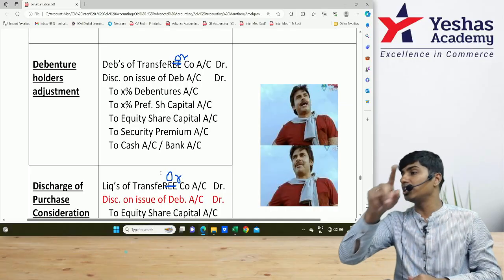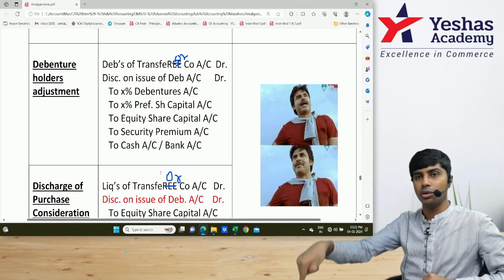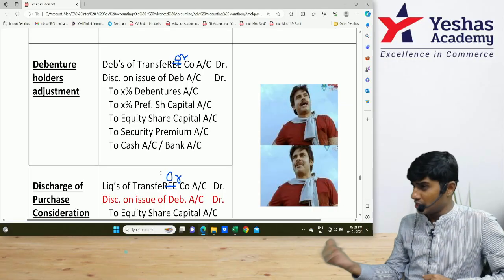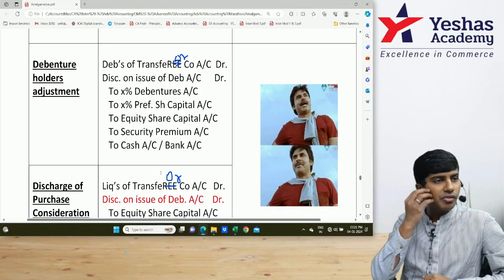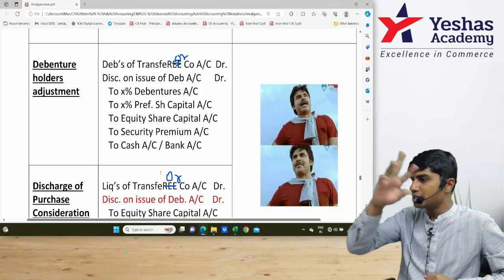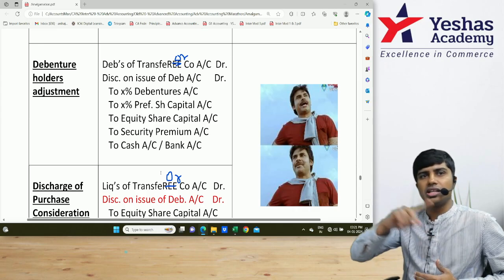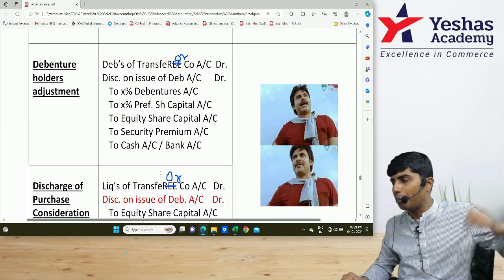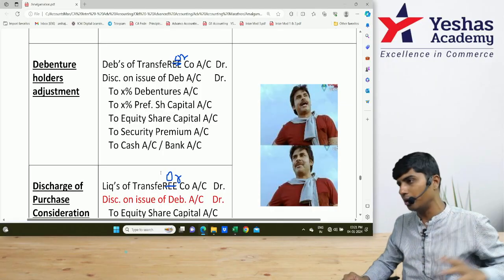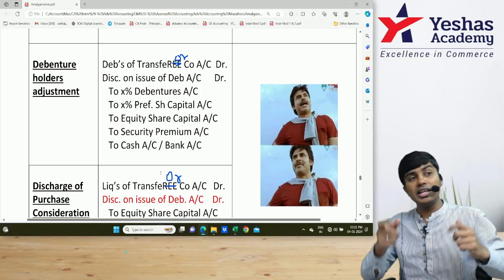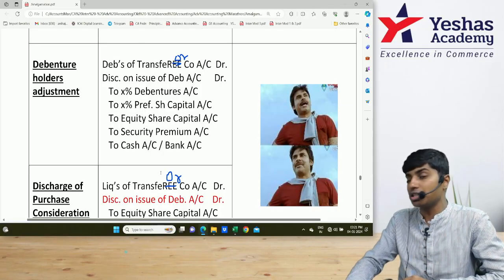We do this by debiting debentures in transferor company account. Credit, we can give them debentures in our company. We can give them equity shares, preference shares, cash. Whatever we give, we credit it. If there is premium, we credit. If there is discount, we debit. So entry is debentures in transferor company account debit to equity share capital, to preference share capital, to debenture, to security premium. If there is discount on issue, debit. You get that? This is the entry. Same would be there. Whether it is merger or purchase, there would be no difference.